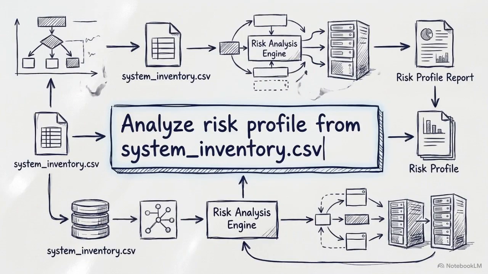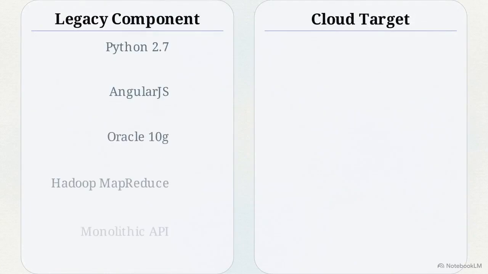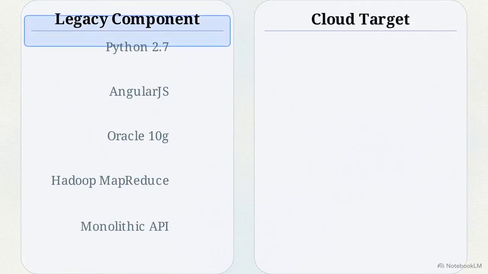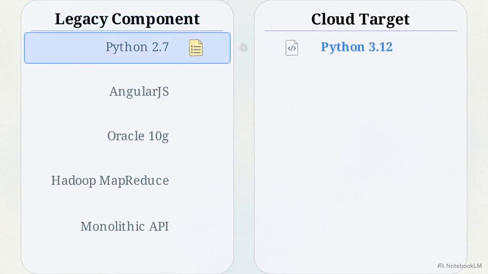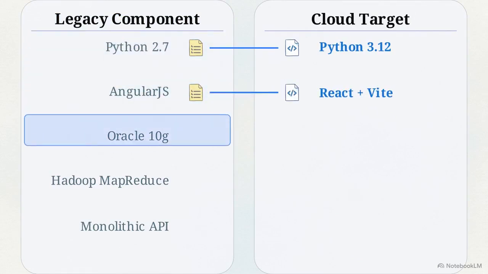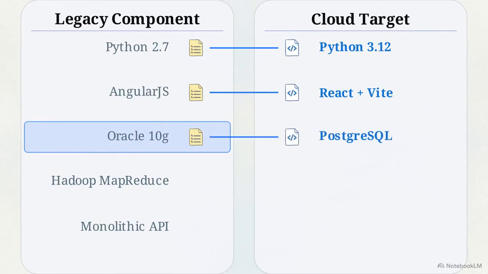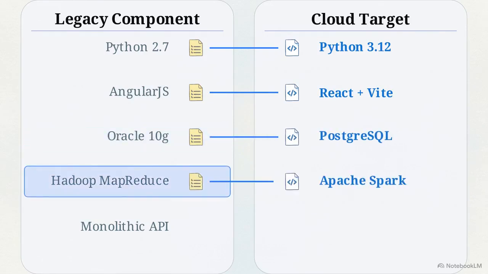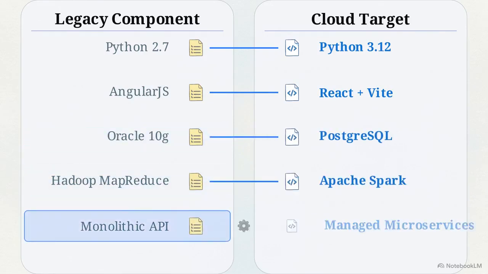Now, let's execute our first analytical prompt. Ask the AI to review the uploaded inventory and calculate a baseline technical debt score for the estate. This split-screen graphic illustrates the logic the AI is applying. It identifies outdated languages and frameworks from your inventory, like Python 2.7 or AngularJS on the left, and actively maps them to modern enterprise targets, like Python 3.12 and React on the right.